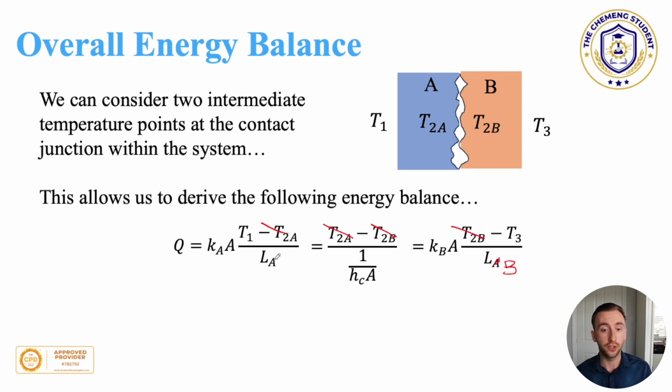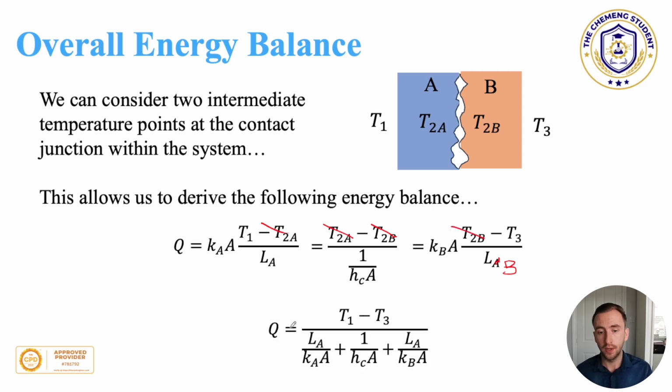And so what that allows us to do is show that Q must be equal to the change in T, T1 minus T3, divided by the 3 resistances. We can see here that this is the resistance through material A, this is the resistance at the contact at the junction, and then this is the resistance for material B. So you can see how we piece it all together and derive the overall energy balance for this given system, which is in series.